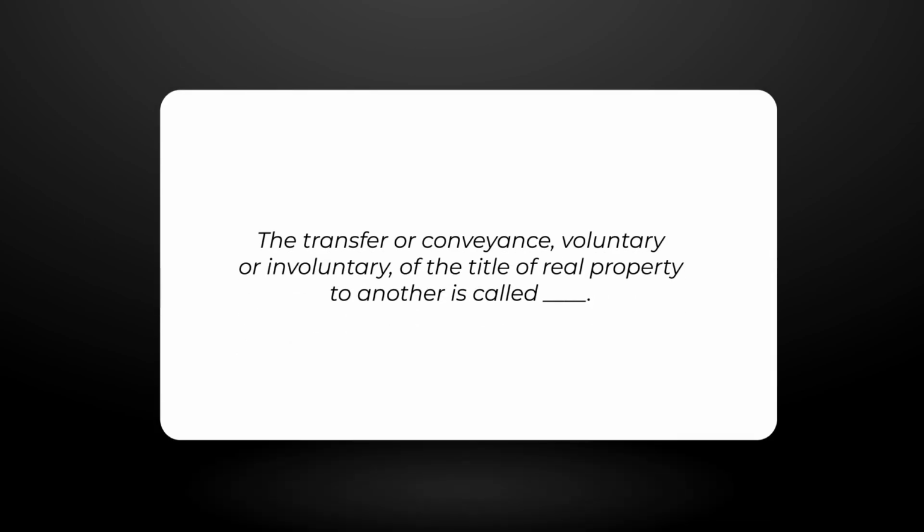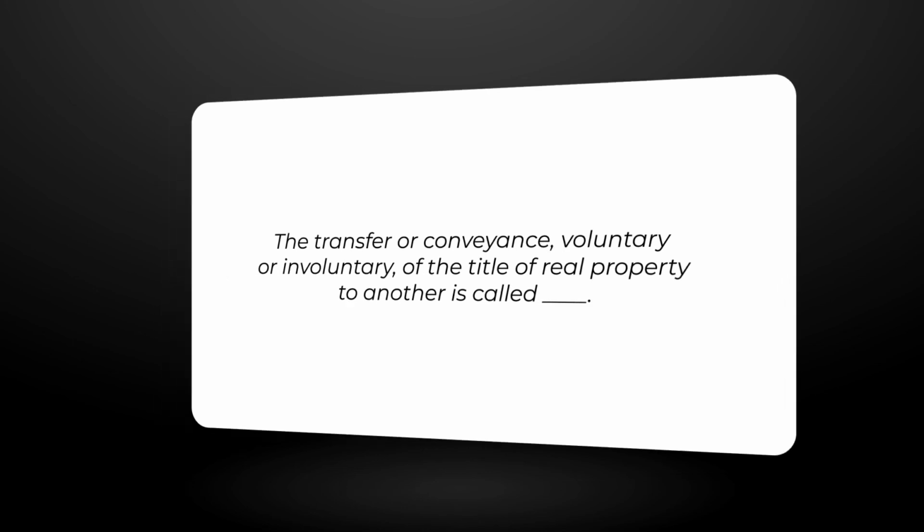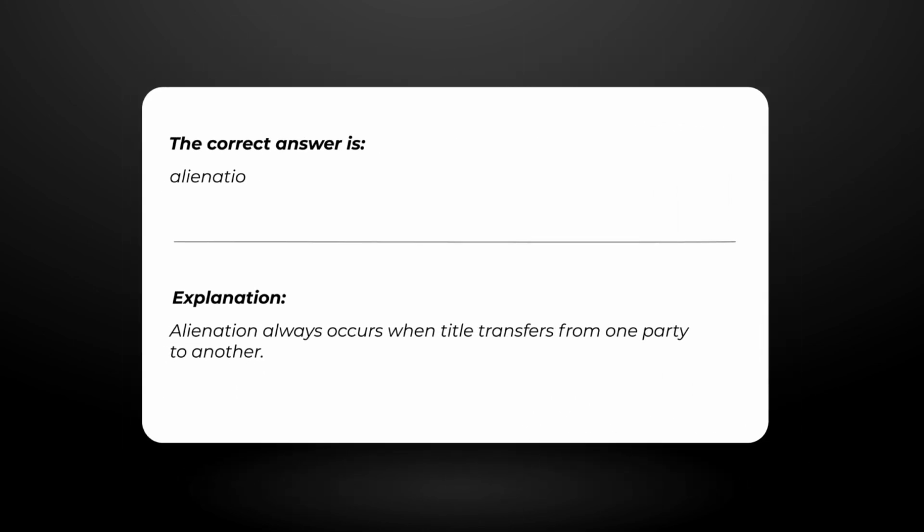The transfer or conveyance, voluntary or involuntary, of the title of real property to another is called? The correct answer is alienation. Explanation. Alienation always occurs when title transfers from one party to another.